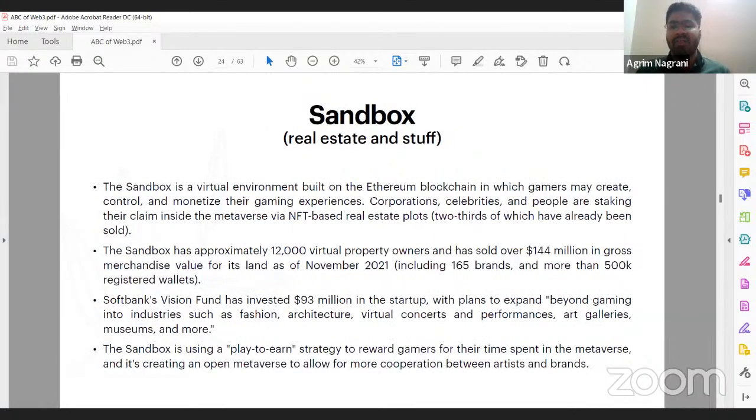Now, another metaverse present is the Sandbox metaverse. This is the metaverse used for real estate purposes, for buying virtual land and getting an amazing gaming experience. The Sandbox virtual metaverse is built on the Ethereum blockchain, in which gamers can create, control and monetize their gaming experience. Various corporations and influencers are involved in this, and various other users are claiming NFTs based on the real estate plots present in the Sandbox metaverse.